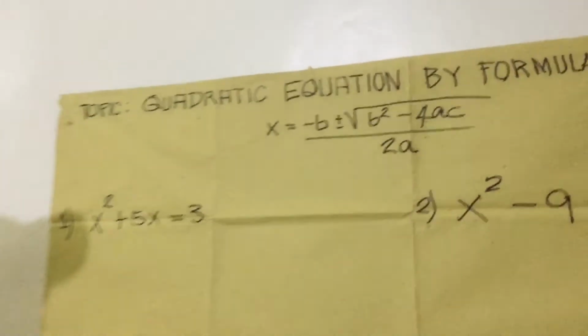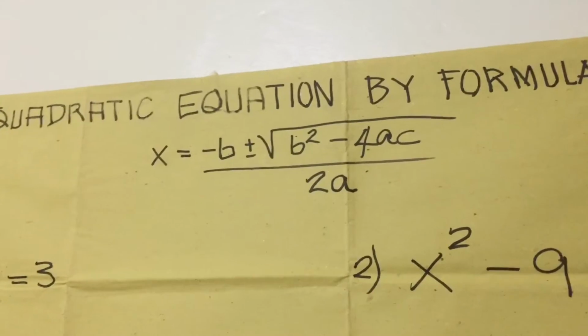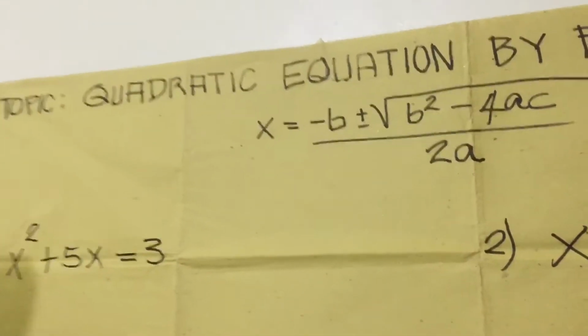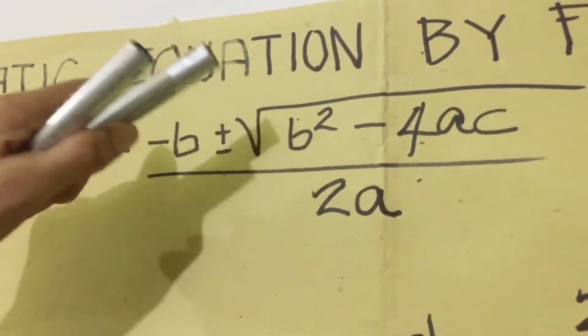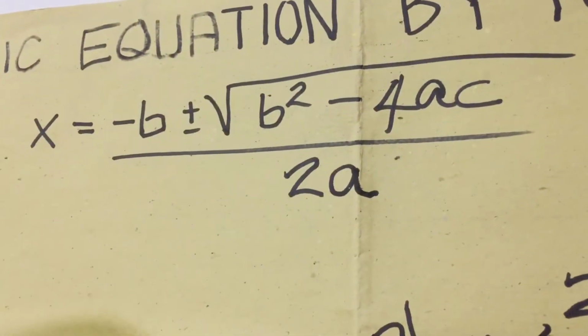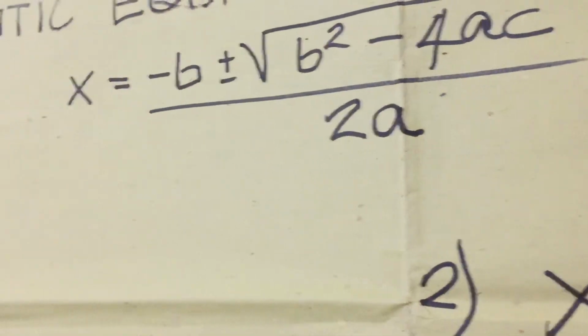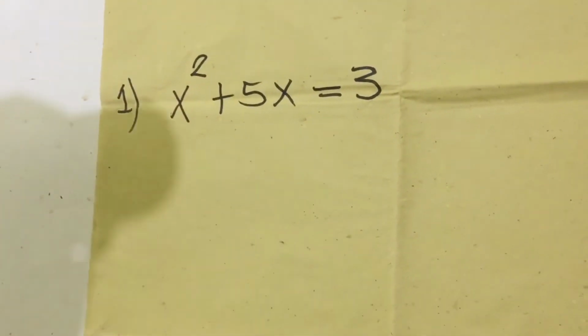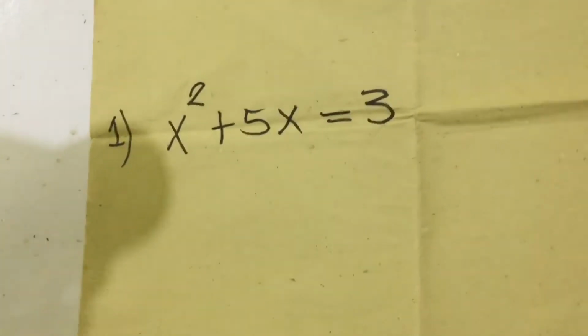Today our topic is about quadratic equations by formula. The formula that we're going to use is x equals negative b positive and negative square root of b squared minus 4ac over 2a. This time we're going to find the value of x of the given quadratic equation by using the formula.